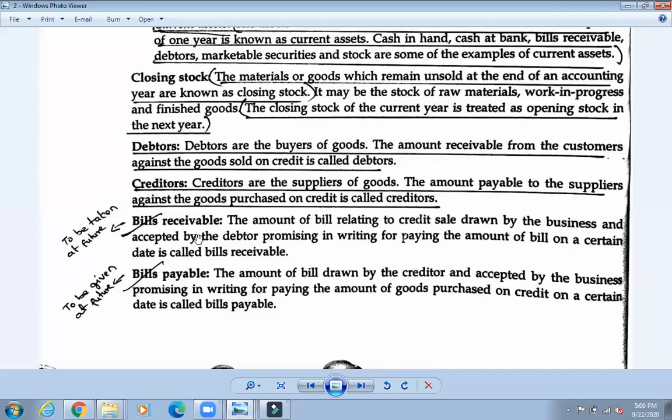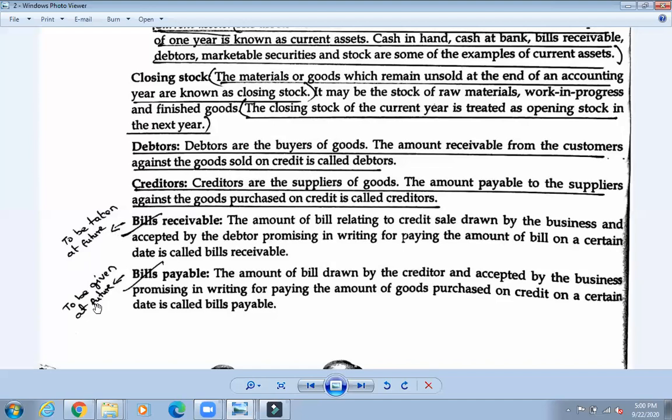But still you are not receiving it. Due to different reasons, I am not able to get that amount. If I have not received that bill, that money, then that is called the bills receivable. It is to be taken in the future, not right now. I'm not getting it right now; I need to get it afterwards. So that is called the bills receivable.